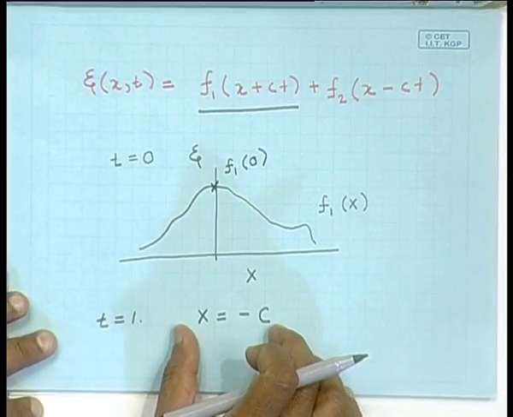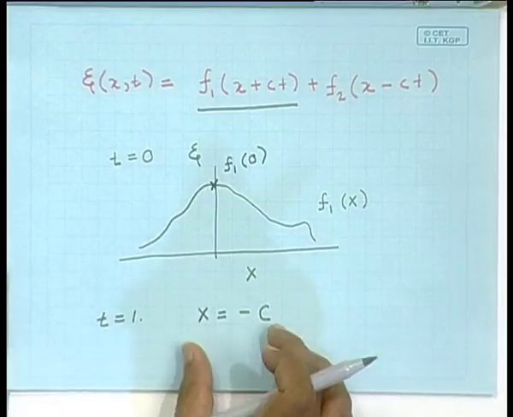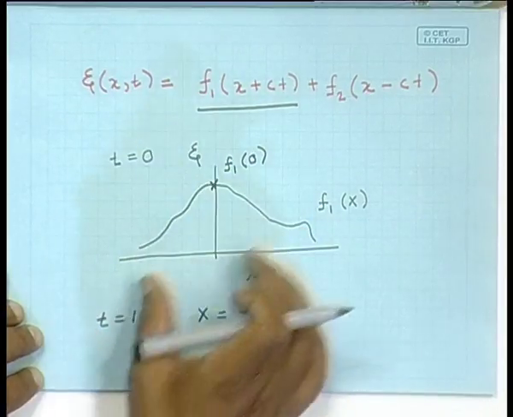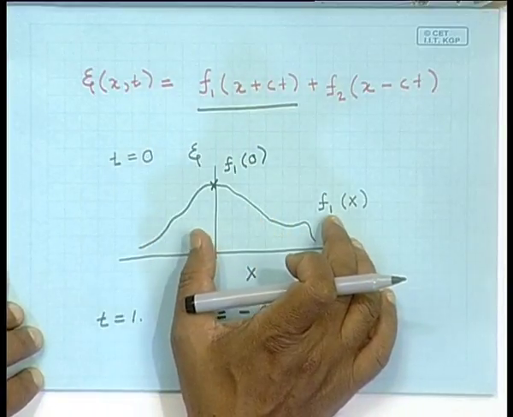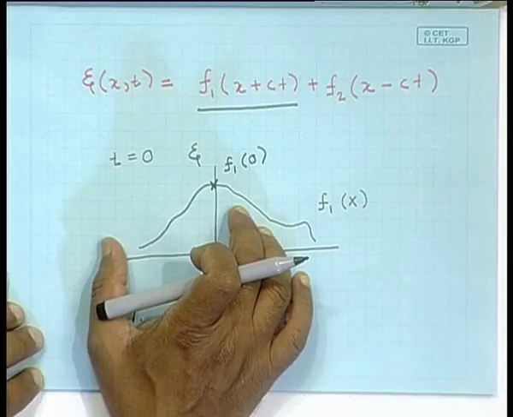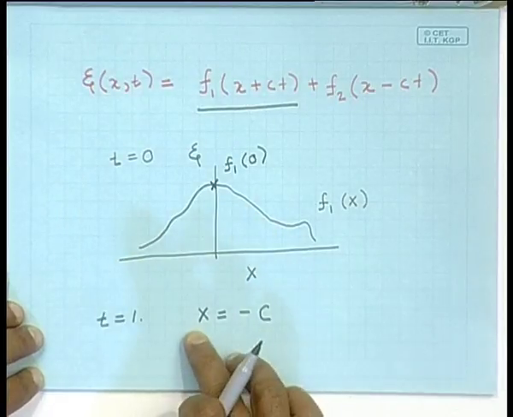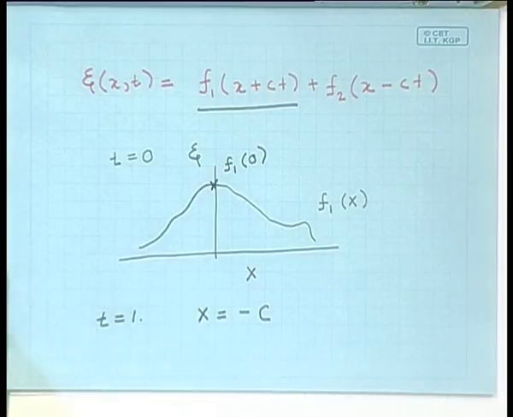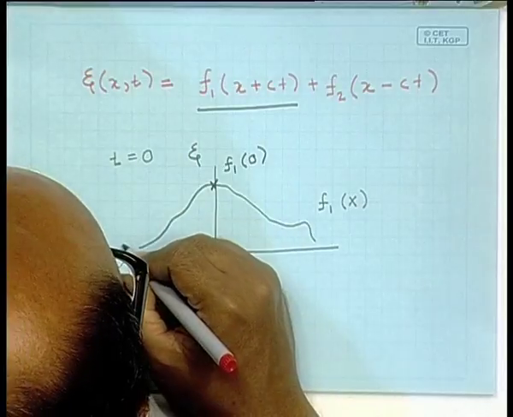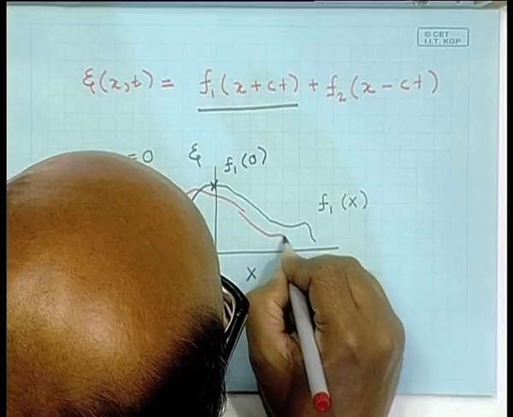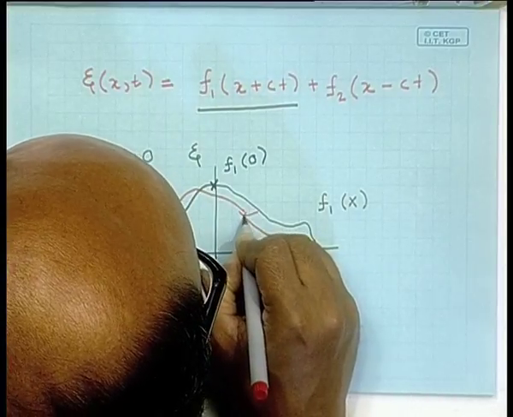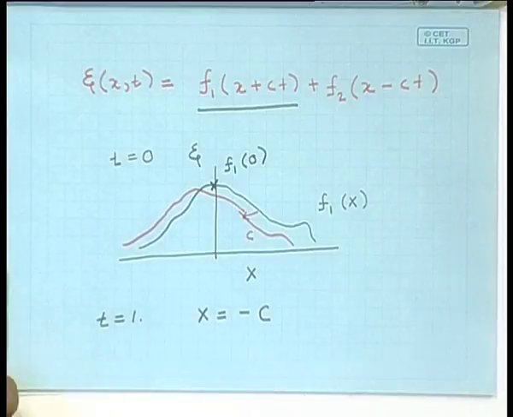So, this kind of an argument applies to all the points. So, what you can say is that the whole function at the time t equal to 1 has shifted by the amount c, the whole function has shifted to the left side. So, the whole function has shifted by an amount x equal to minus c. That is what happens as time evolves. So, we have exactly the same thing repeated, but it is now all shifted by an amount equal to c. At t equal to 1, the whole thing has shifted by an amount c to the left.